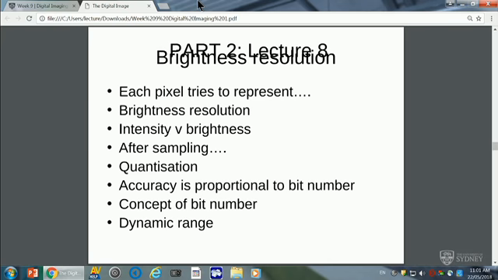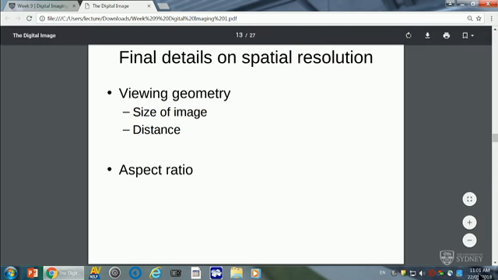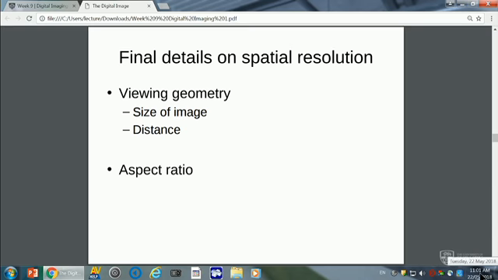Okay, we'll move on to brightness resolution after the break. The key thing you must understand at this stage is about sampling, it's about spatial frequency, and it's about the sampling theorem with Nyquist ratio. Anyone any problems with that, we can talk about it. So it's now 11 o'clock, so if we come back at 10 past, and we'll start on the brightness stuff.